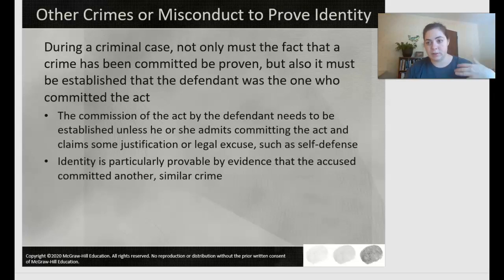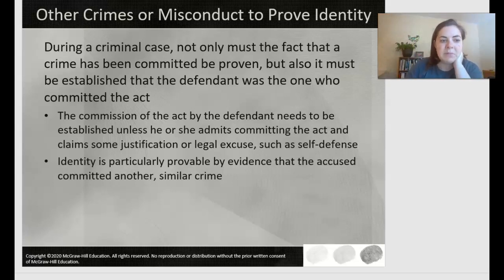So during criminal cases, again, not only must the fact that the crime occurred happen, but it must be established by a prosecutor that this is the person who committed the crime. So identity is always relevant. And so this will always need to be established unless the defendant is raising an excuse or justification, because in that case, identity is no longer an issue. The defendant is admitting to the conduct, but they're just saying that it's excused or justified. So in every case except for those circumstances, this is an element.